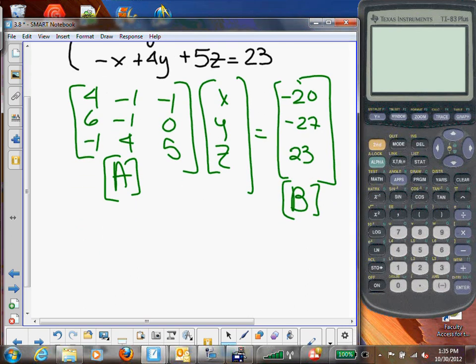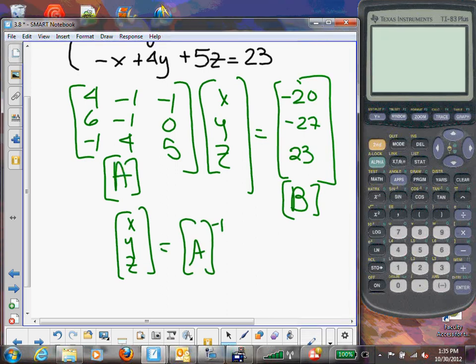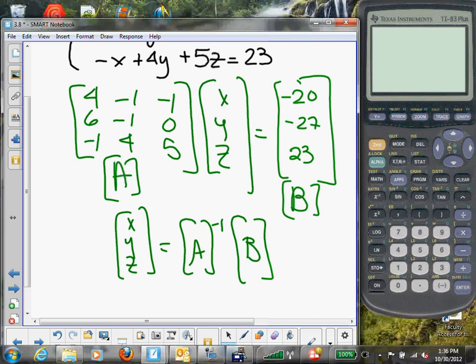Therefore, I am going to do that X, Y, Z is equal to my A matrix inverse times my B matrix. So work it out. Tell me what my ordered pair is.